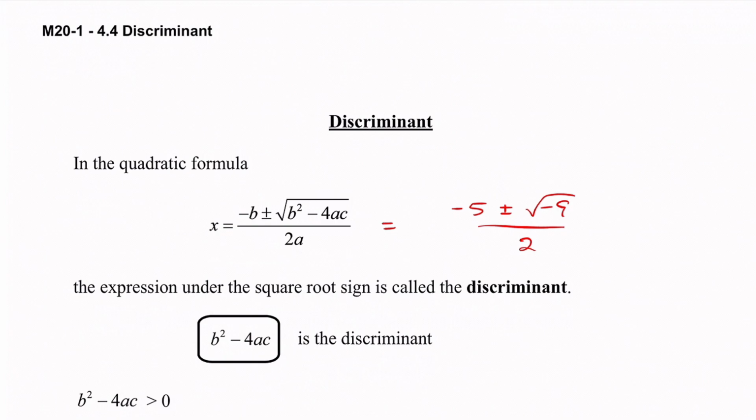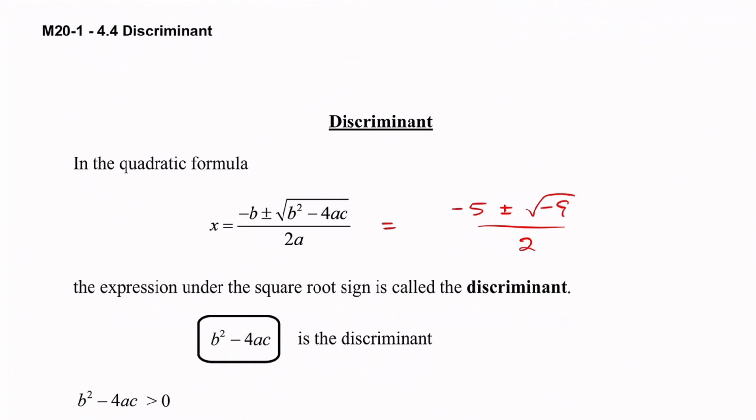Now this right here is going to pose a problem because if you try to take the square root of -9, you're going to get an error in your calculator because you can't take the square root of something negative. So if you get something negative in here, that's going to pose a problem and you can't actually get anything out of it. So when that happens, you're going to end up getting 0 solutions.